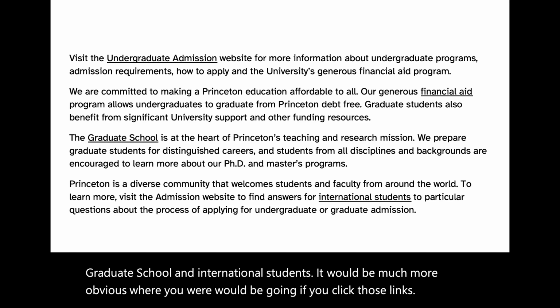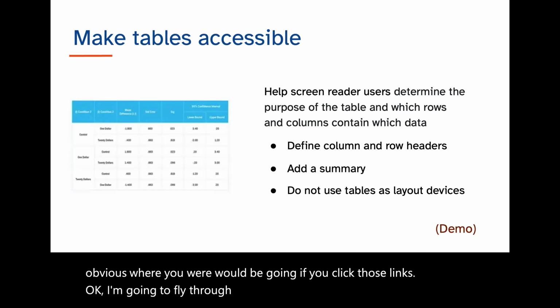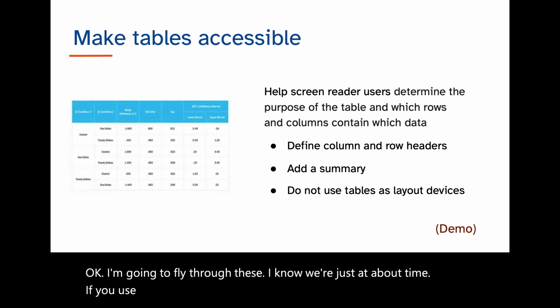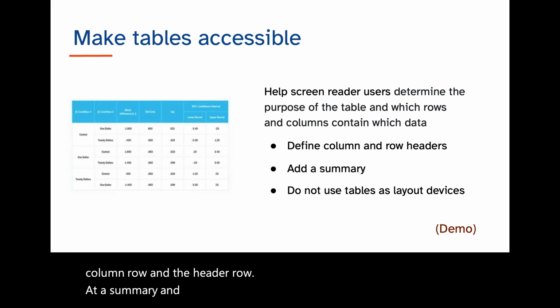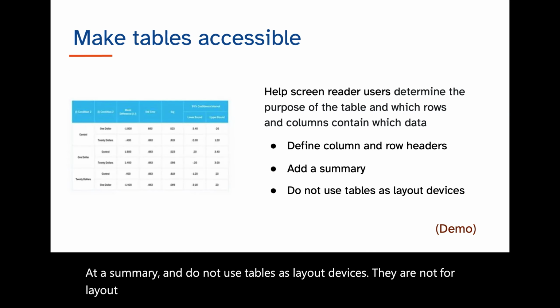Okay, I'm going to fly through these. I know we're just at about time. If you use tables, make sure they are accessible. This means defining the column and the header row, add a summary, and do not use tables as layout devices. They are not for layout. They should only be used for data. Okay?